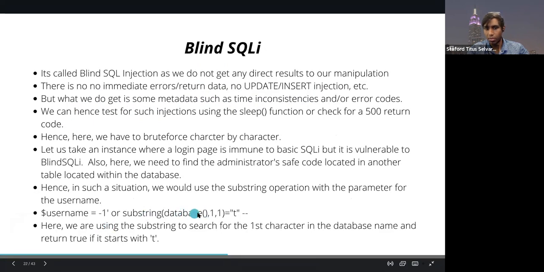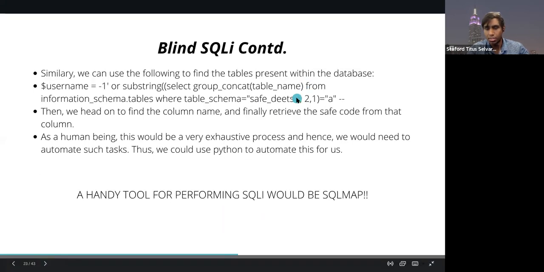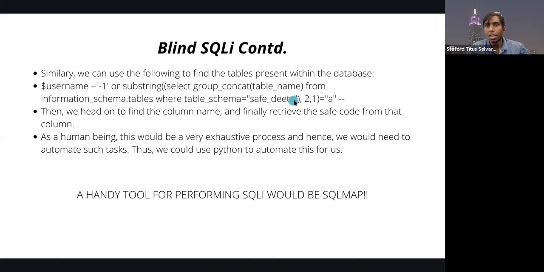sequence, from this previous step, we would have found out the name of the database. So I'm just taking, for example, that it's safe deeds, just randomly, and I'm giving second. So here we're looking for the second character. That means we already found the first character of the table name. So we're looking for the second character, and then we're checking if it is A, and then again dash dash space. So now we head on.